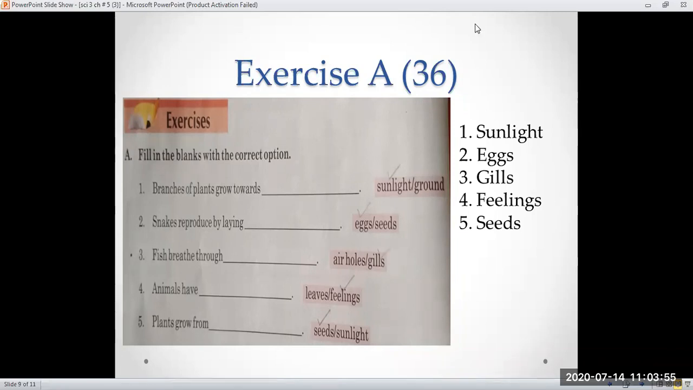Filling the blanks with the correct words. First one is that branches of plants grow towards the sunlight. Fill it in your books as well. Next, snakes reproduce by laying dash. These are the eggs. Third one is fish breathe through dash, that is gills. Fourth one is animals have dash, that is fillings. Plants grow from dash, these are the seeds. Sunlight, eggs, gills, fillings, and seeds.